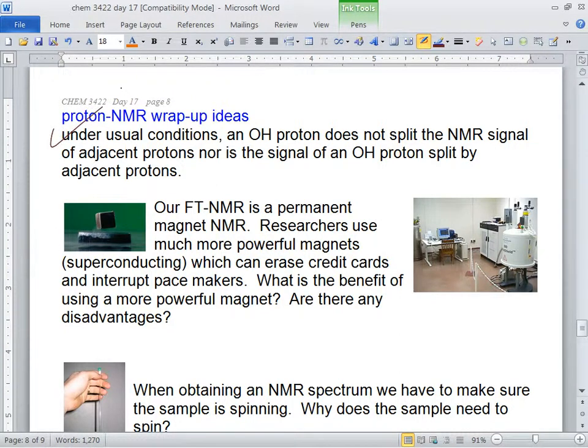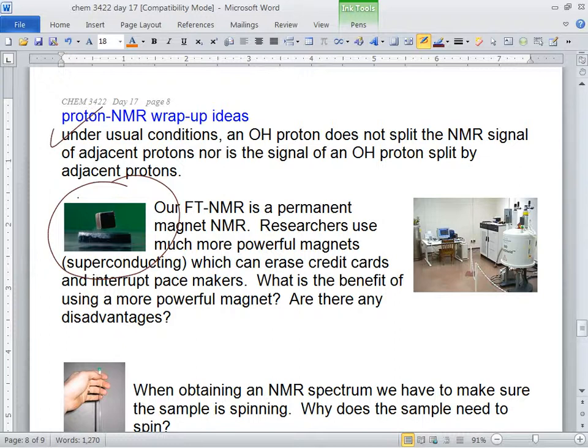But our FT NMR is a permanent magnet NMR. Researchers use much more powerful magnets, superconducting. Here's the conventional picture of this superconducting magnet when they first came out, and how they could levitate other magnets. Okay, but now it seems common. It's no really big deal. It's not really that cool of a picture anymore because people have seen it so often.